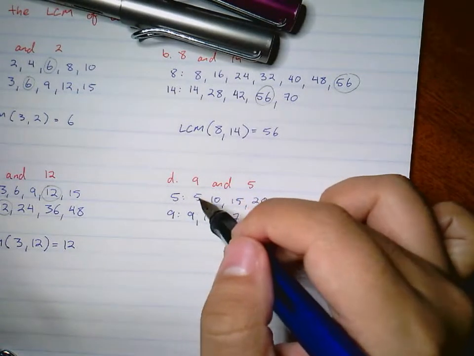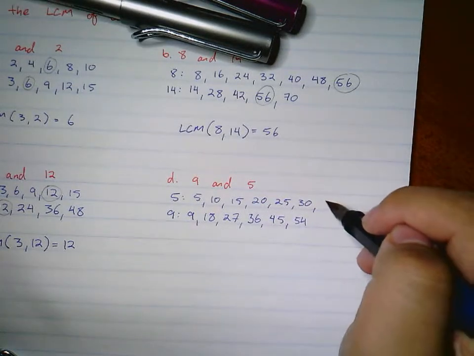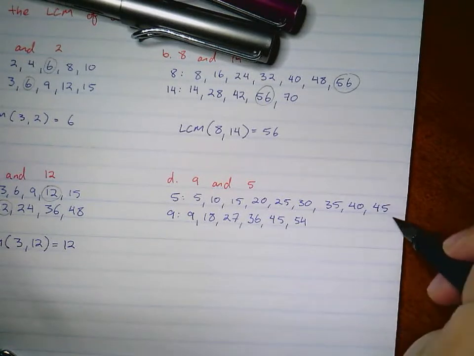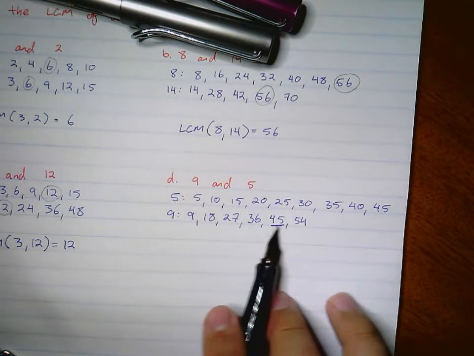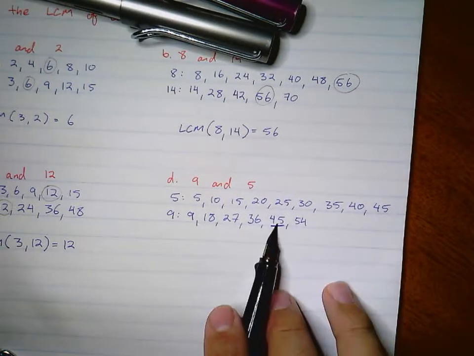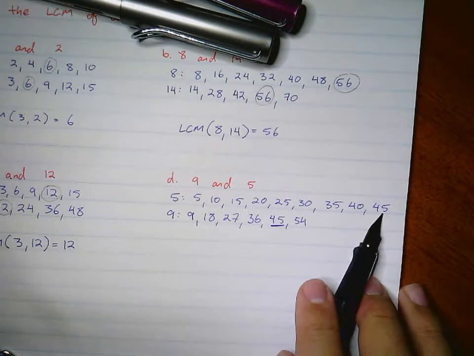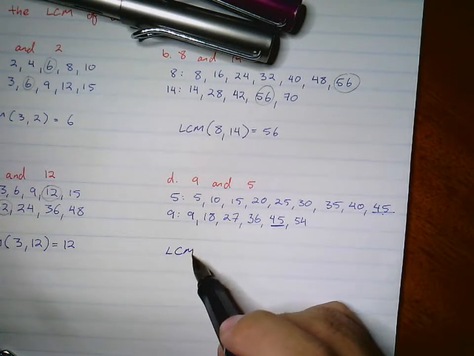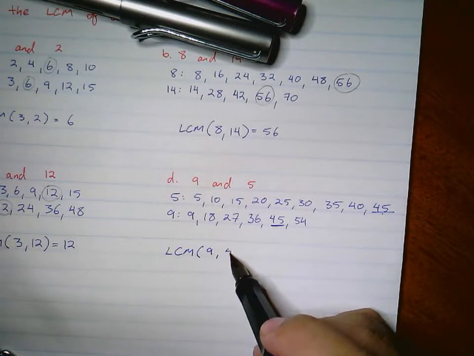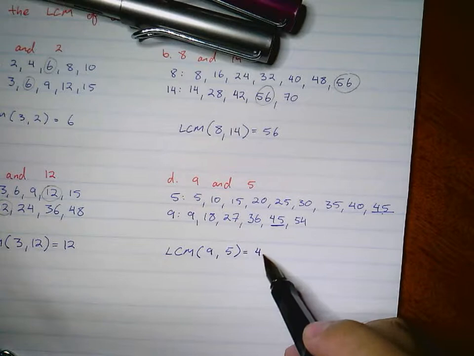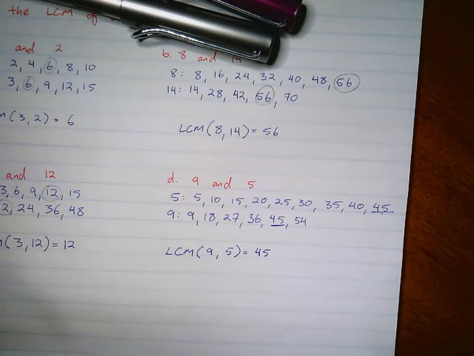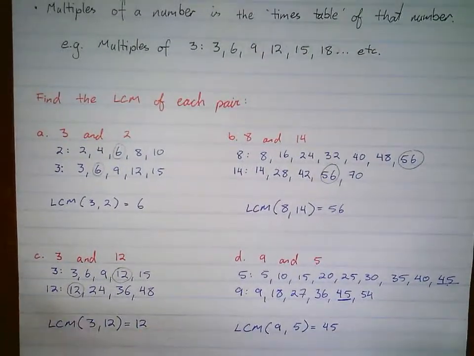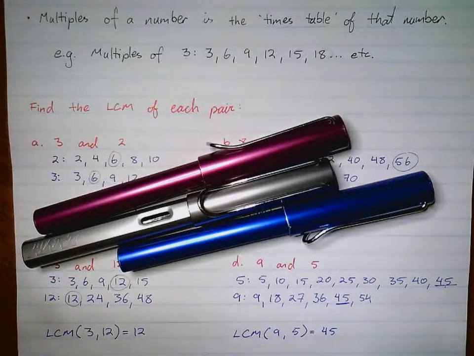Multiples of 5: 5, 10, 15, 20, 25, 30, 35, 40. I'm going to stop at 45 because I saw this one here. It ended in 5. So I knew that this also had to end in a 5. So there's our lowest common multiple. So the LCM between 9 and 5 is 45. Okay, so there's how we calculate the lowest common multiple between two numbers.